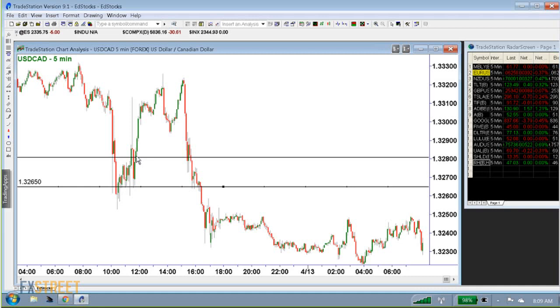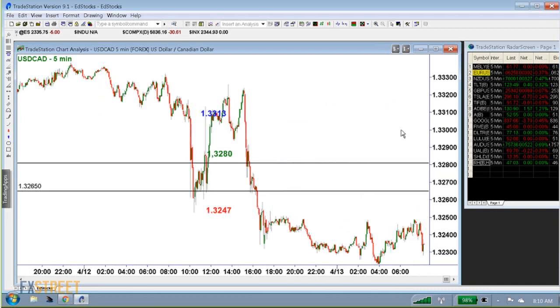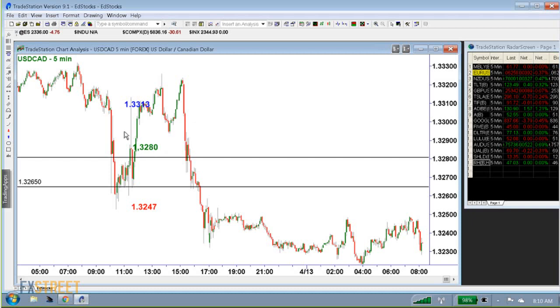And it does make it to the first target. So here's the entry. Here's the stop, 132.47. Here's target 1. Here is target 2. So as it played out, the price drops to 132.65, right? So right at this point, this order becomes a live order. It's not executed, but it becomes a live order.